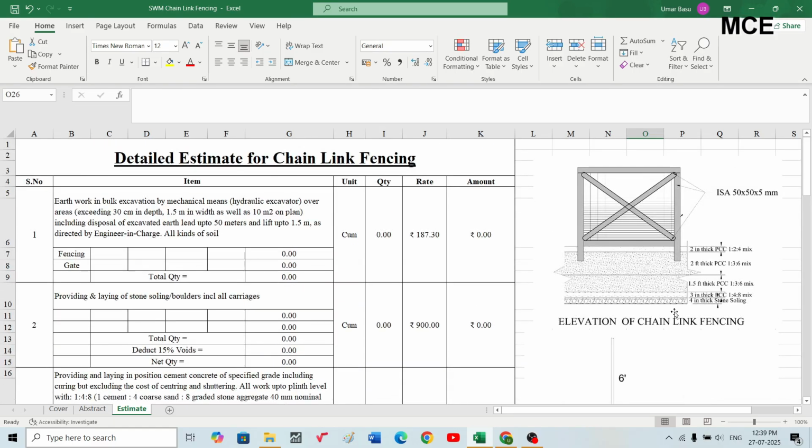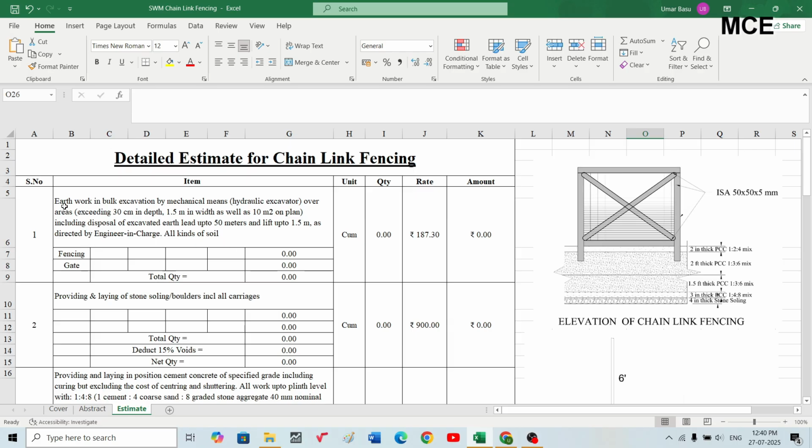I have also shown the elevation of this. For structural steel we are using Indian standard angle 50x50x5 mm as a vertical post, runner and flats. I will show this in the item of the structural steel in this estimate. We need the length of the boundary for which we need the chain link fencing. So in this estimate I am taking the length of 500 meters. This estimate will be in SI units, so all measurements will be in meters. So length is 500 meters.